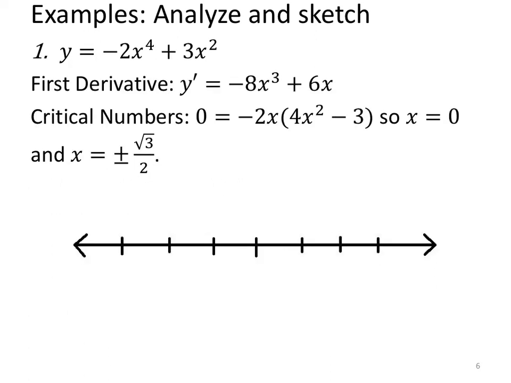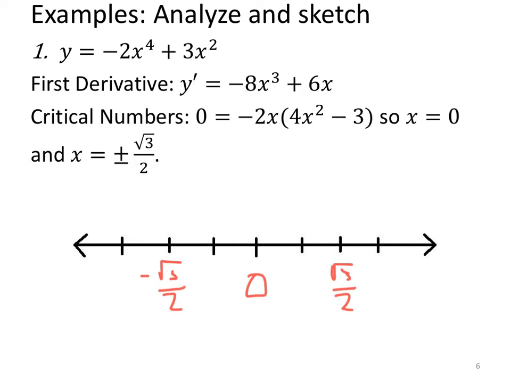Now we can use the first derivative. The first derivative is y prime equals negative 8x cubed plus 6x. We can factor out a negative 2x, and I'm left with 4x squared minus 3. So I'll end up with x equals 0 as a critical number, and x equals negative square root of 3 over 2, and x equals positive square root of 3 over 2. Now the square root of 3 is a little less than 2, so I know this fraction is bigger than a half, but less than 1. So I can pick some test values. We'll put those test values on the next screen.